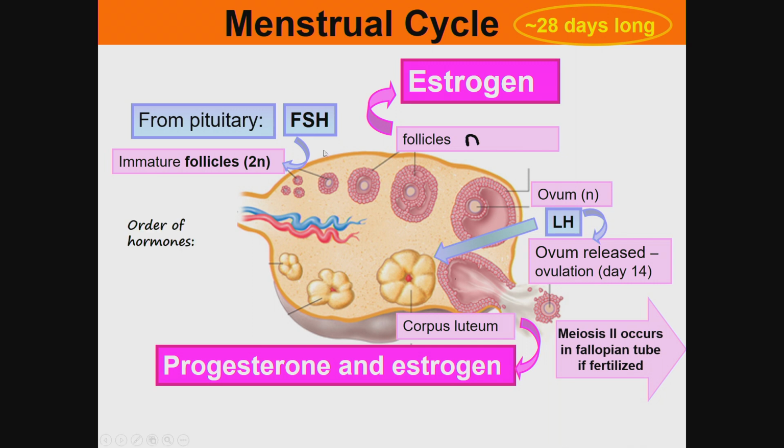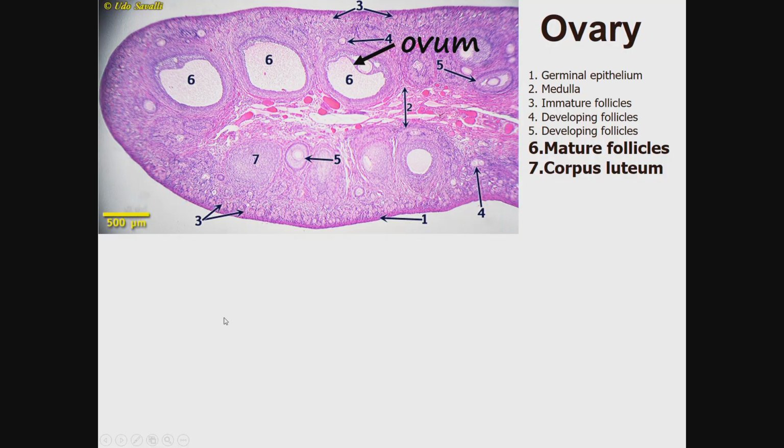The order in which the hormones peak every month is FSH, then estrogen, LH, progesterone, and then a lower amount of estrogen, so FLEP, however you want to pronounce it. Okay, this is a cross-section of an ovary, and in here we really just are looking at the number 6, mature follicles. So here is a mature follicle, and in that follicle we can see an ovum developing.